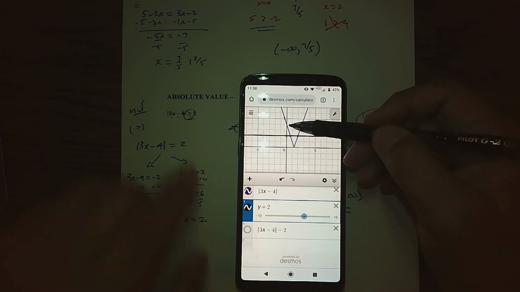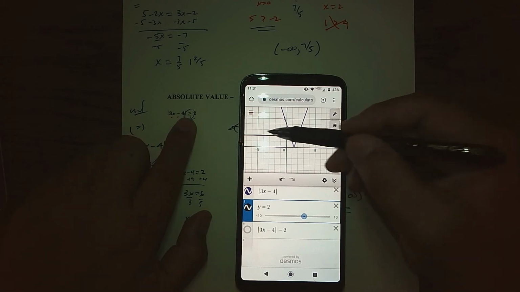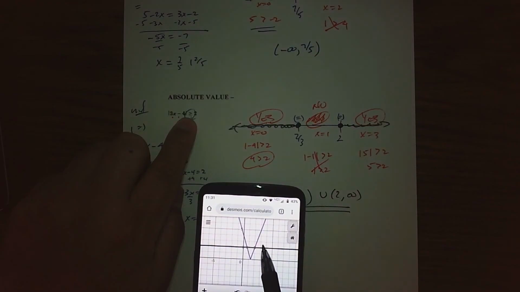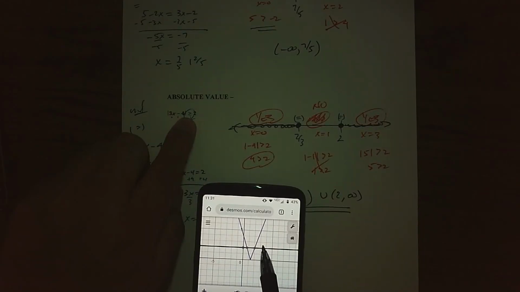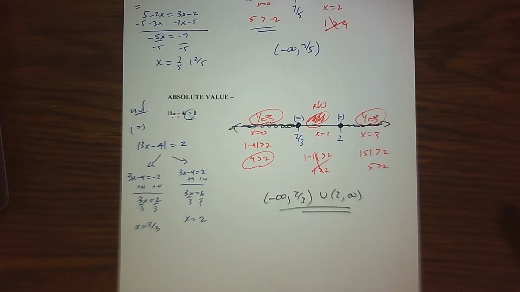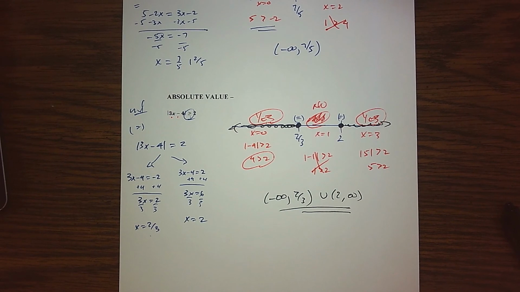So we want to know when it's above the 2. That's this interval here to the left of 2/3, and we want to know when the graph is above 2, and that happens from 2 to infinity on that interval. So basically our graph supports the algebra that we're doing. So that wraps up 5.6.